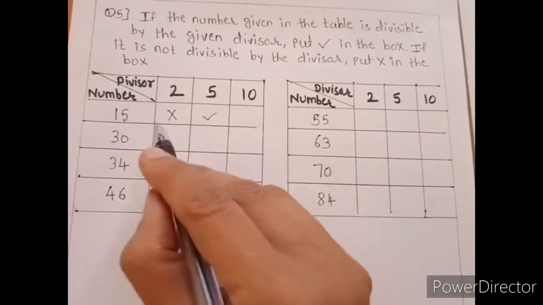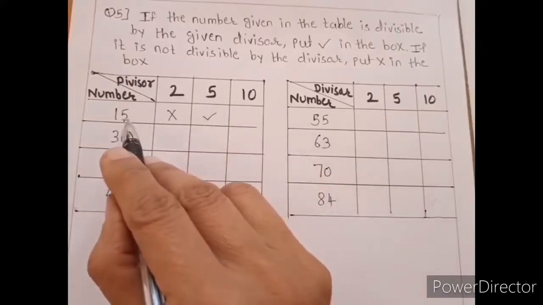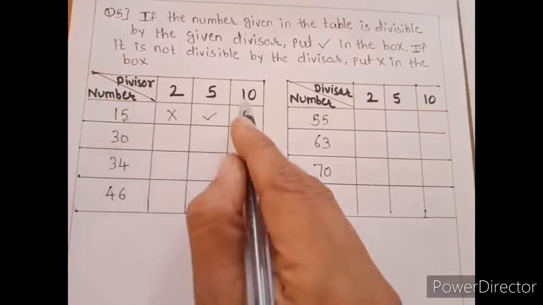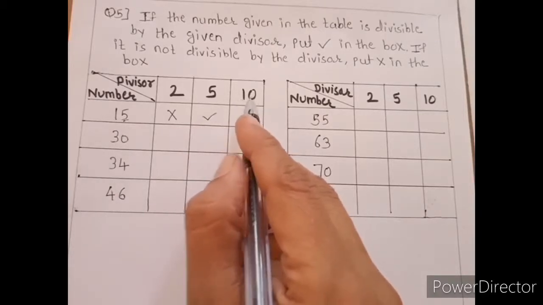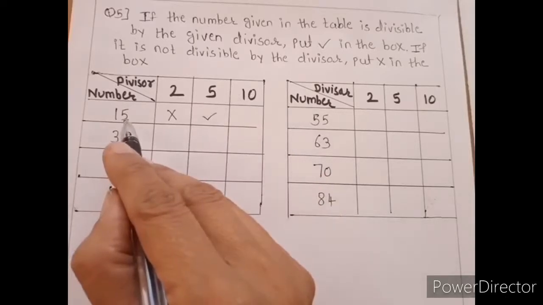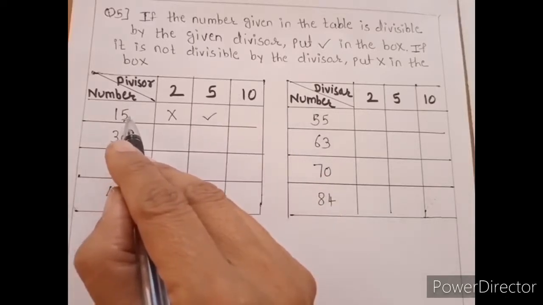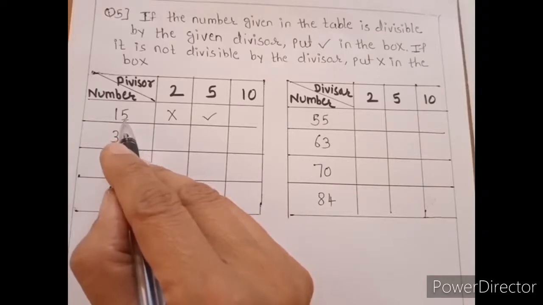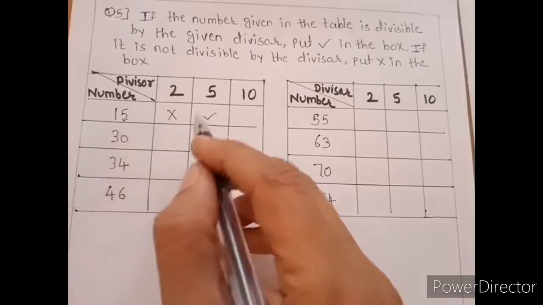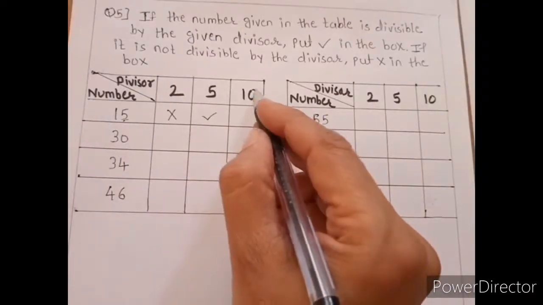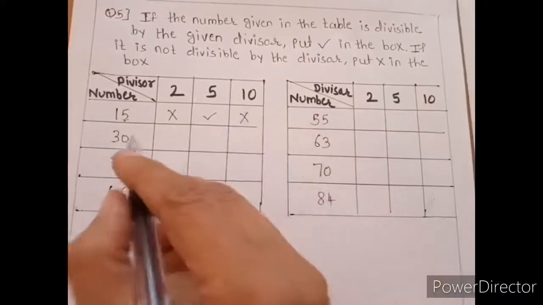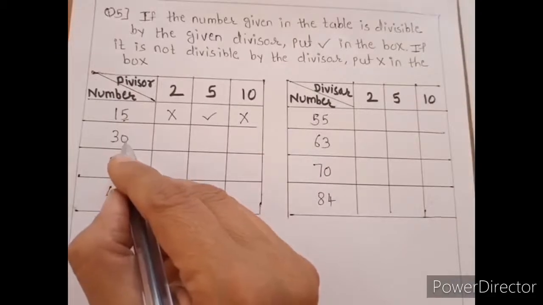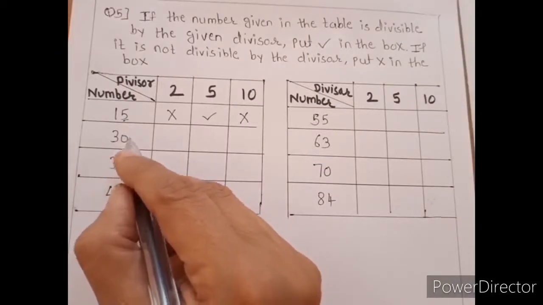Now we have to find out whether 10 is a divisor of 15 or not. Remember the divisibility test for 10. If any number has 0 in the unit place, then that number is a multiple of 10 or is divisible by 10. Observe the unit place. Here 0 is not there. So 15 is not divisible by 10, or 10 is not a divisor of 15. So put a cross mark.